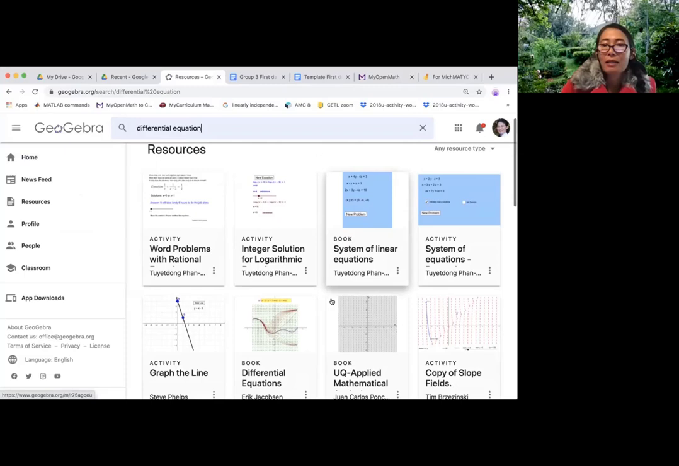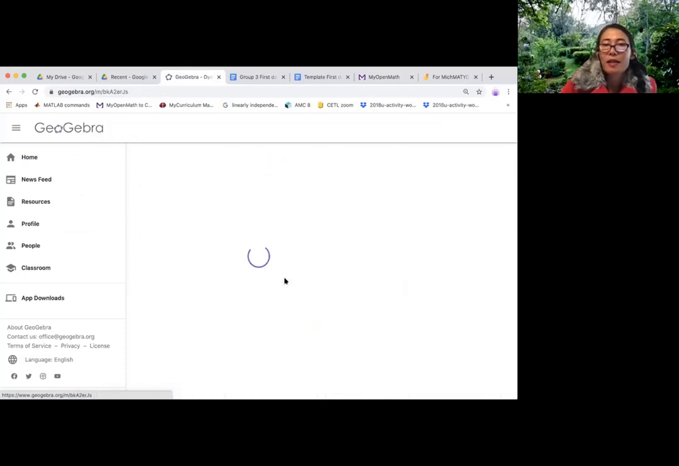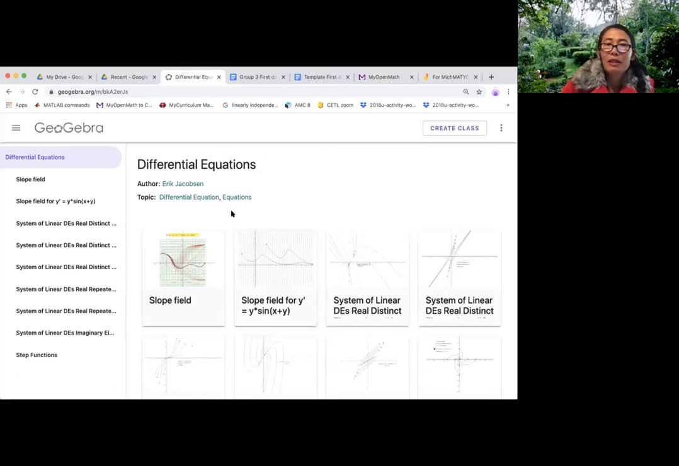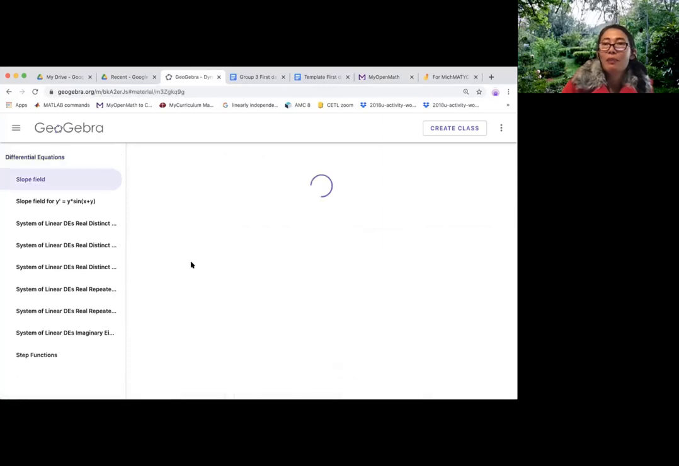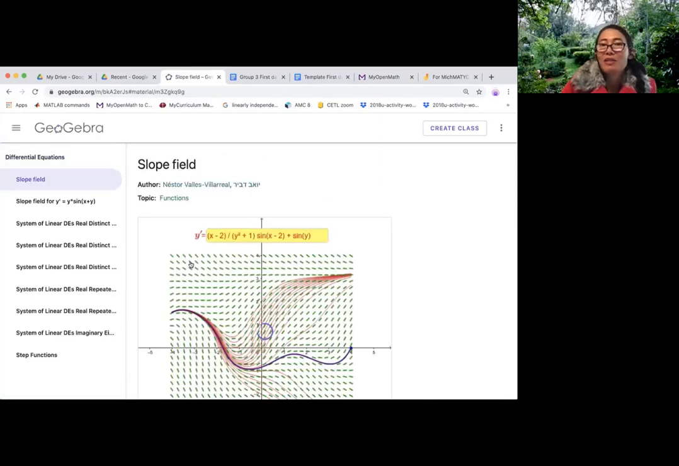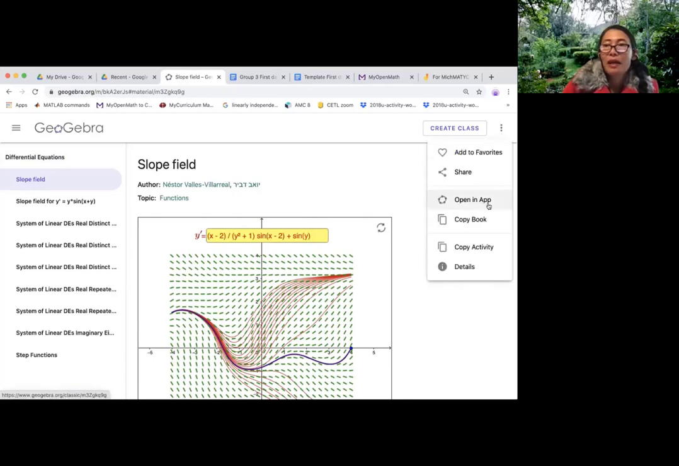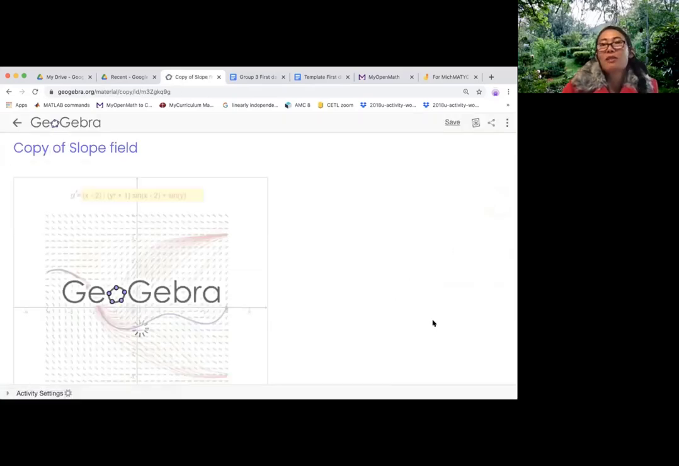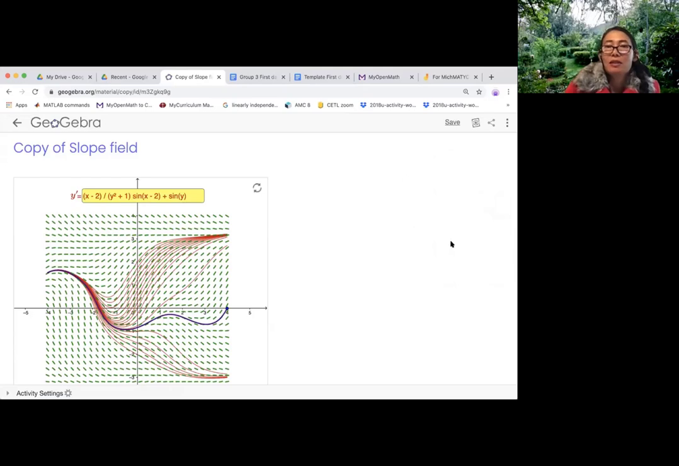What I did here, I look for whatever I want. Like this one, I like it. If you click on the book, they have a whole bunch of them for you to do. If I like this one and want my students to do it, I create a class. Sometimes they are written not in English, so you can make a copy of the activity and change it to English if you want. It's very easy to use. With GeoGebra you create an account and use it right away, but MyOpenMath takes time.